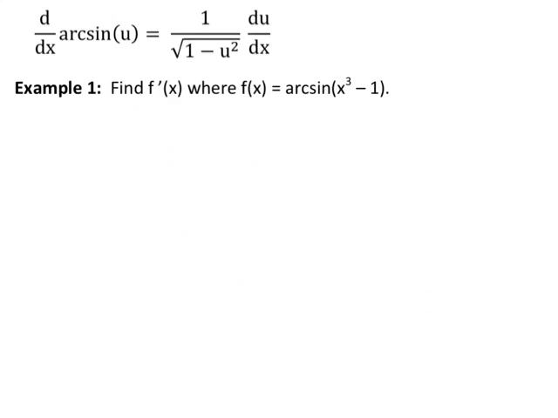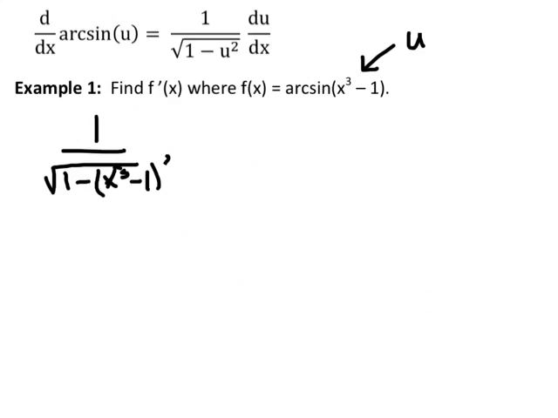And I have 1 over the square root of 1 minus, well, what was u in this case? Well, this right here is my u. So I will put in parentheses x cubed minus 1, squared. I'm sorry that that's not very clear, but there it is.